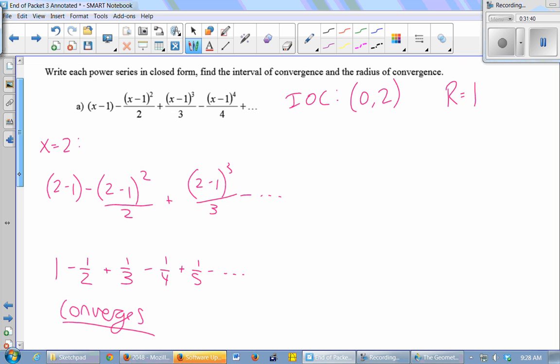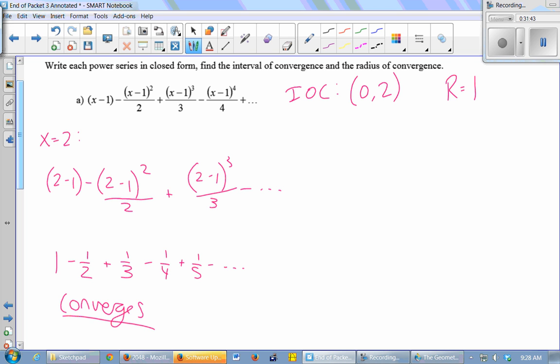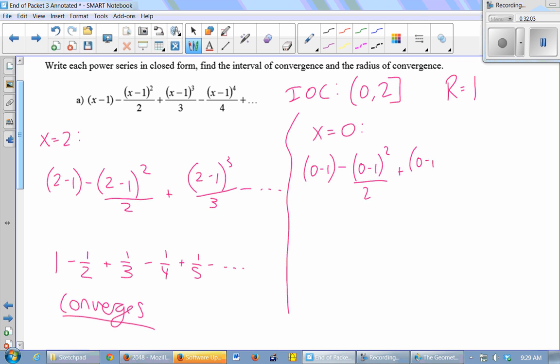So I go back up to where I wrote my interval of convergence, and now I'm going to include the 2 because I know it converges at x equals 2 also. And then when I look at x equals 0, I get (0 minus 1) minus (0 minus 1) squared over 2 plus (0 minus 1) cubed over 3. So this becomes negative 1, and I have a subtraction sign here. And then this term comes out to positive a half.